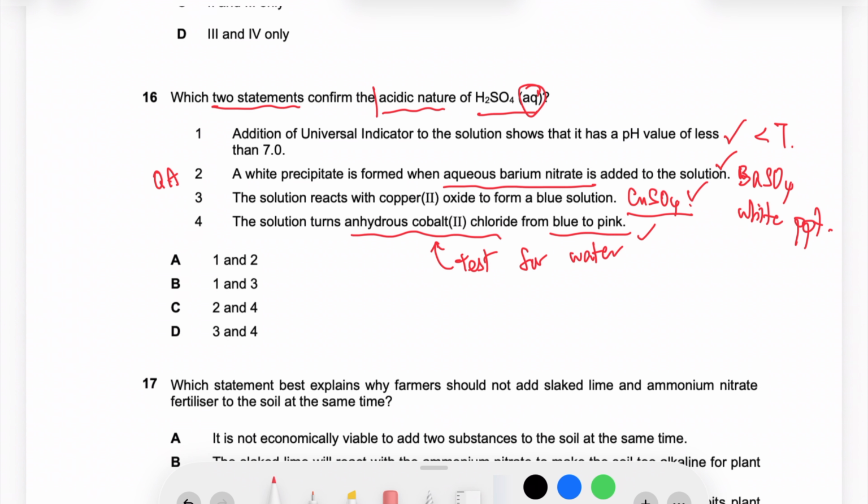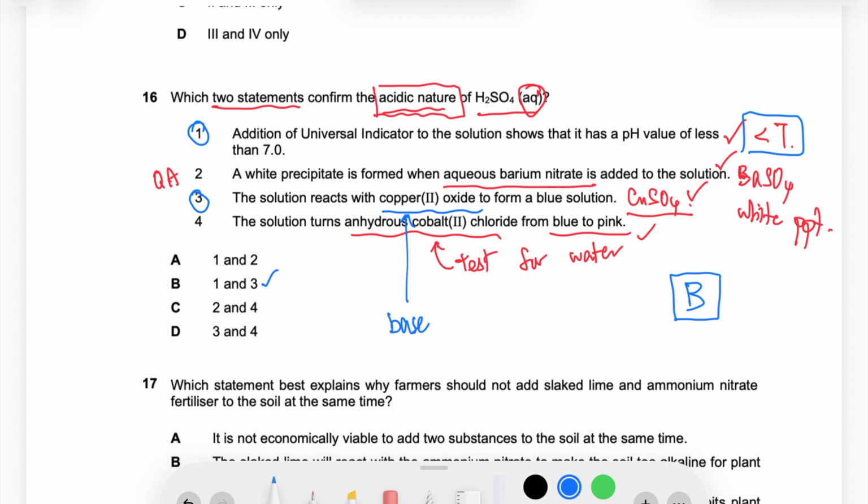But important, you have to come back to what the acidic nature is. Even though it's a true statement, you just want to make sure that it shows acidic nature. So the answer will be which one? Number 1, because you really prove that it's less than 7, an acid. And the next one is actually statement 3, you react with copper(II) oxide. The reason is that copper(II) oxide in this case is considered a base. If the solution can react with a base, it must have acidic properties. So the best answer would be B. This is quite tricky. All four statements are true, but if you want acidic nature, only 1 and 3 are the most related.